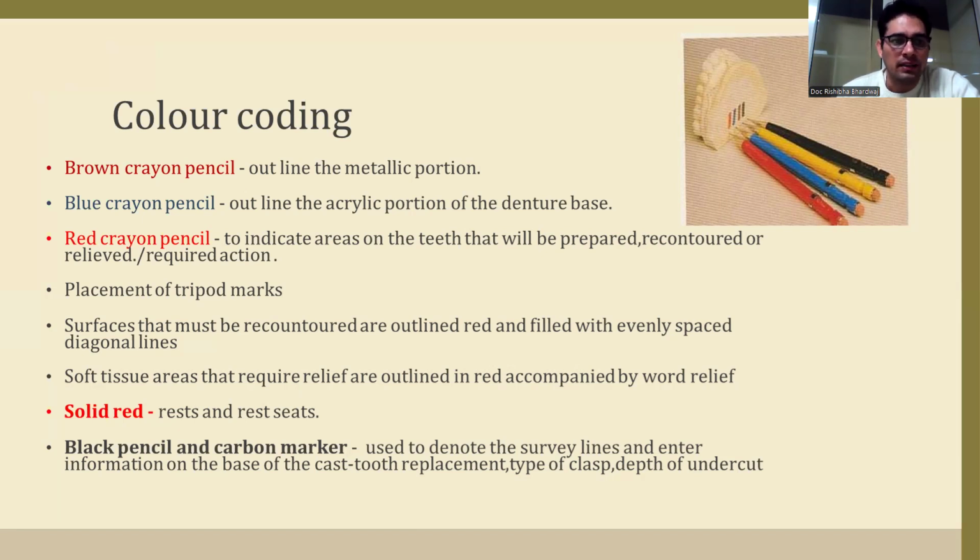Placement of the tripod marks. The surface that is to be recontoured is outlined in red and filled with evenly spaced diagonal lines. All these markings will be in red. Soft tissue areas that require relief are outlined in red, accompanied by the word relief. Solid red is for the rests and the rest seats. Black pencils or carbon markers are used to denote the survey lines and to enter information on the basis of the cast: tooth replacement, type of class, and depth of the undercut.